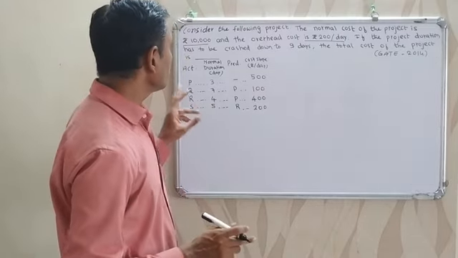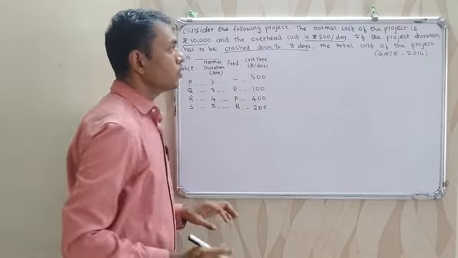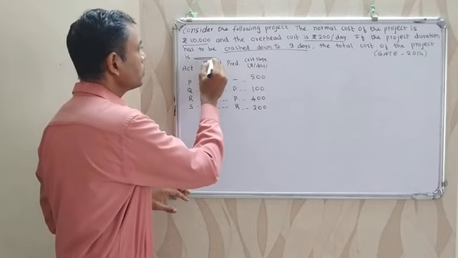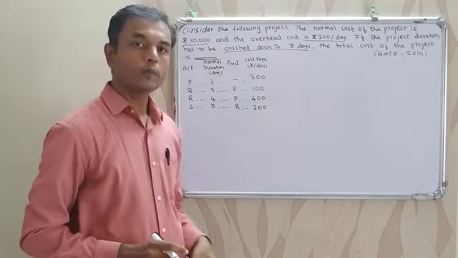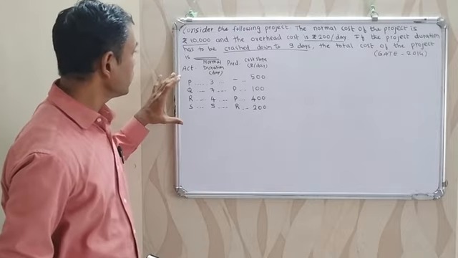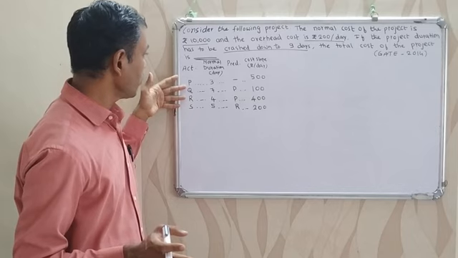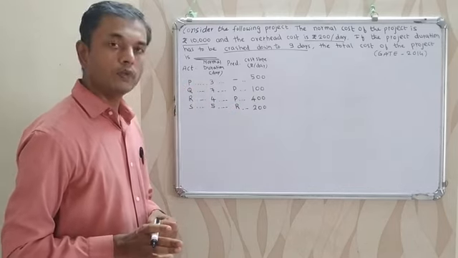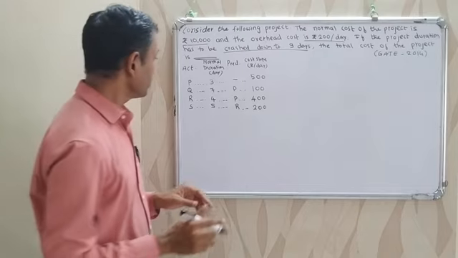If the project duration has to be crashed down to 9 days, what is the total cost of the project? So we have to calculate the total project cost. The question was asked in GATE 2014. We are provided with a very small project having only 4 activities, P, Q, R, S, predecessors are given and cost slope is also given. So now quickly draw the network diagram first.